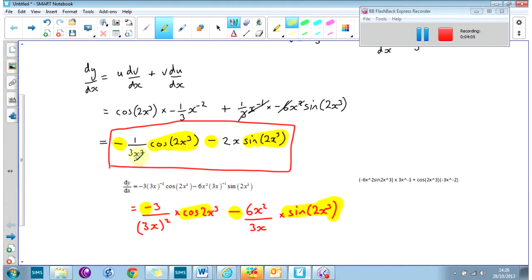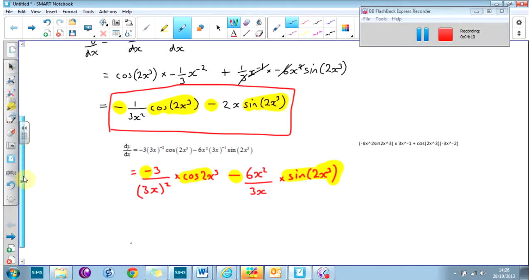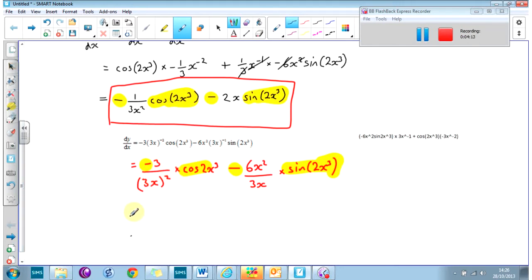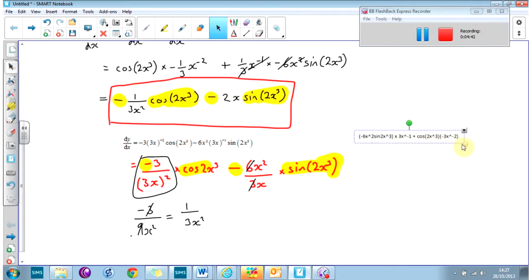So the question is, do these things match up? Well, yes, I think they do. Let's just see if we can demonstrate that. So here we've got 3x squared on the bottom, so this term here is minus 3 over 9x squared, because 3 times 3 is 9. That and that cancel to give you 1 over 3x squared, which is what we've got there, so that's fine. And then over here we've got 6 divided by 3, which of course is the 2, and x squared divided by x, which of course is the x. So this is correct.